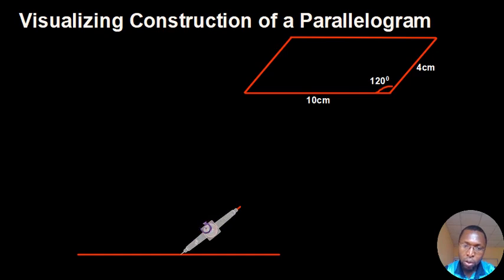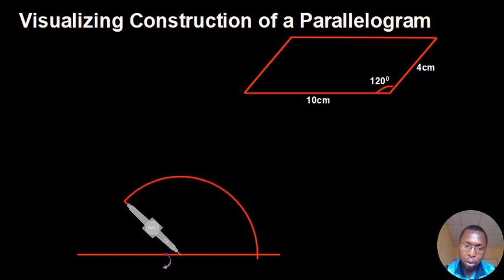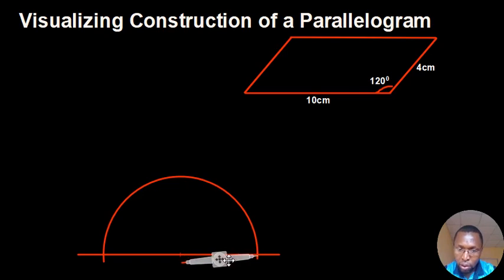Then you can use this to make a semicircle, right? So you can just use it to draw a semicircle on that line, just swinging the compass like this. This is a semicircle. And then with the same radius of the compass, do not tamper with the radius, take it to the last end. Take it to that end here.